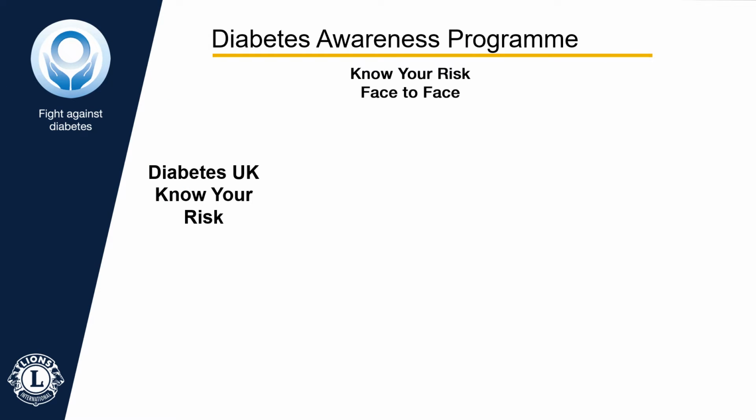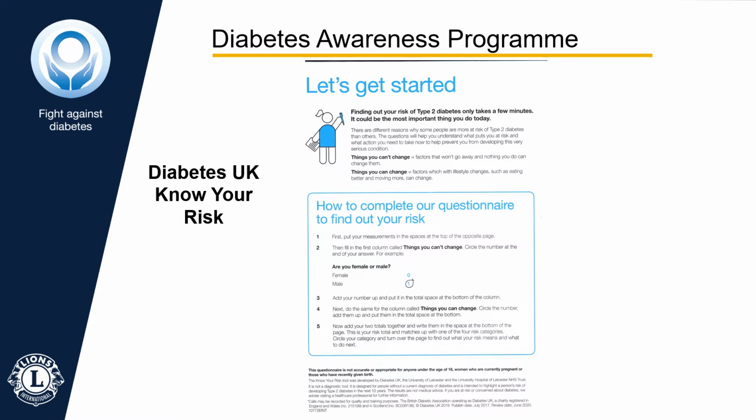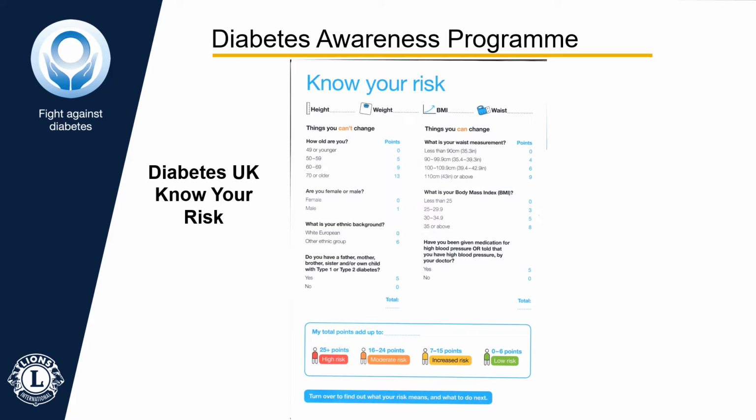To start, you will need the form from Diabetes UK and Know Your Risk. Then let's get started. As it says, finding out your risk of type 2 only takes a few minutes. It could be the most important thing you do today. The questions are identical to what it was online. The only thing is this time you indicate on the sheet what category you are in, then total up your points, which again are the same rating as they were online.